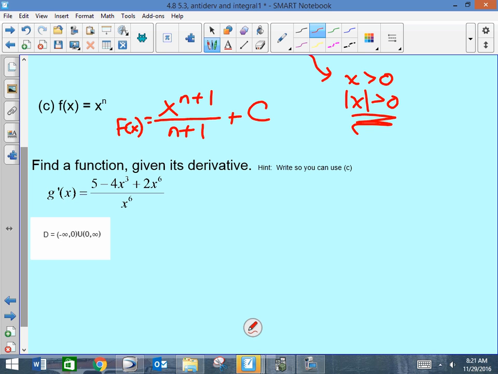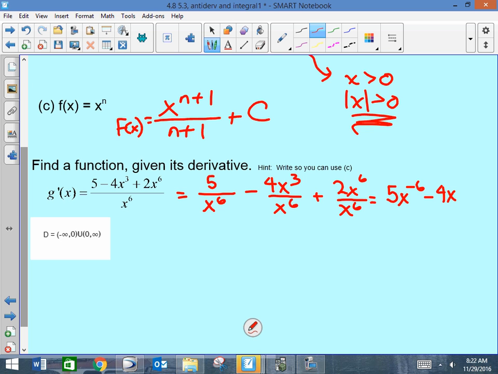G prime of x equals, that looks pretty complex, but we're going to change its form so that it's this minus this and this. Okay, and we'll simplify to that: 5x to the minus 6 minus 4x to the -3 and plus 2. Okay.